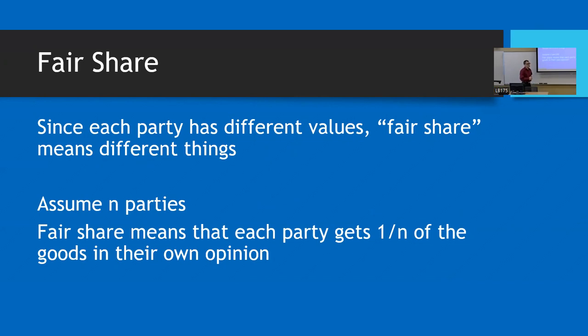Does that make sense? So in their own opinion. So if we split up the piles into five different piles, I might see one of those piles as actually being a fair share. And if you're one of the other pirates, you might not think that pile is a fair share because we have different values. We valued the different goods differently. Does that make sense?